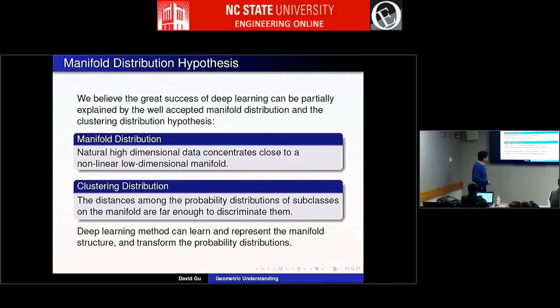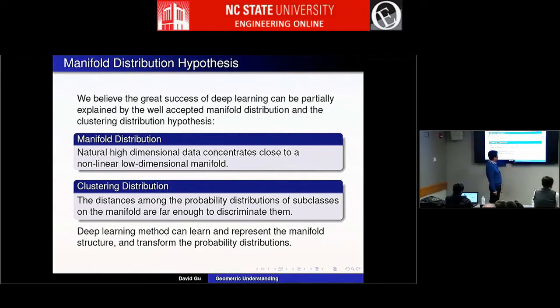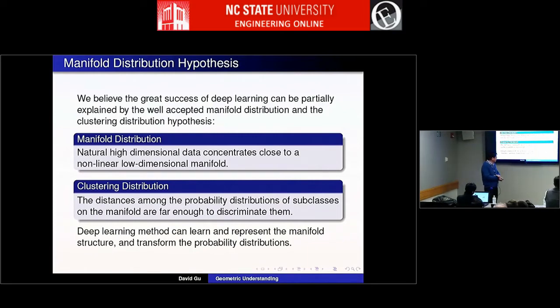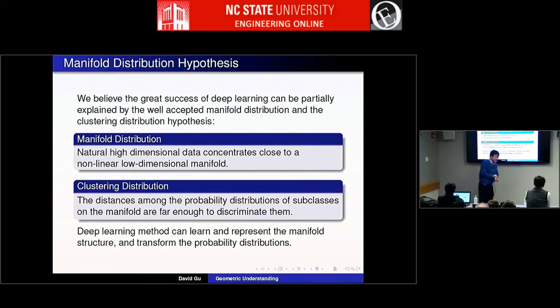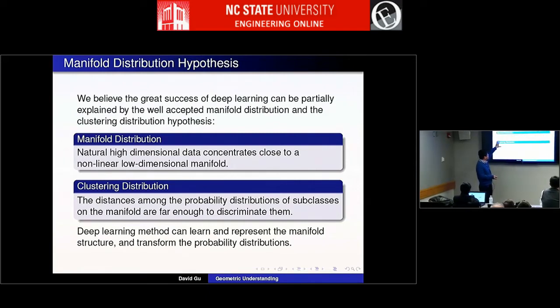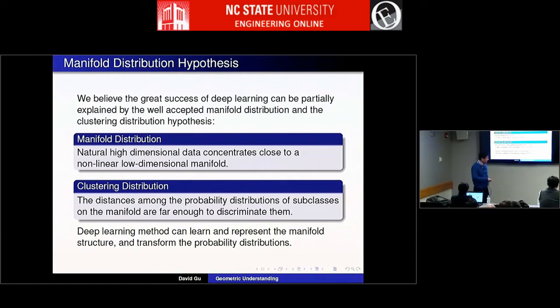That's the first assumption. The second one is the cluster distribution. Within each big class, there are several subclasses, and each subclass corresponds to a different distribution. The distributions are far enough apart among those subclasses that we can differentiate them using a machine learning method. Based on this physical assumption, we deduce our theoretical framework for understanding deep learning.